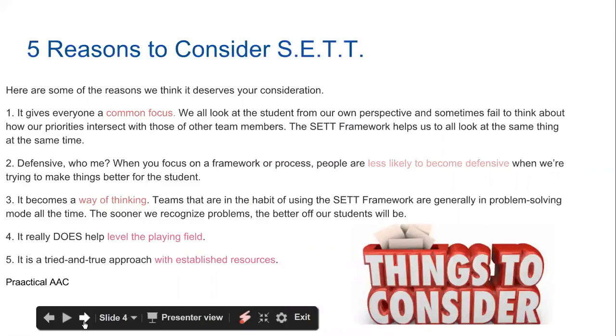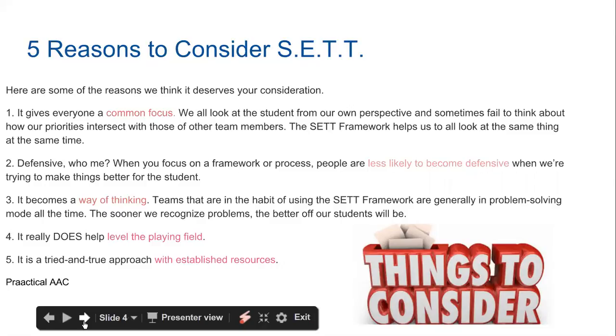All right, so as part of EduPlanet, I have put some resources into the learning path, and this 5 Reasons to Consider SETT is one of those resources. I'm not going to read through this whole thing because you can read it on your own. There is a website called Practical AAC that I took this from. I want to give them credit for that.